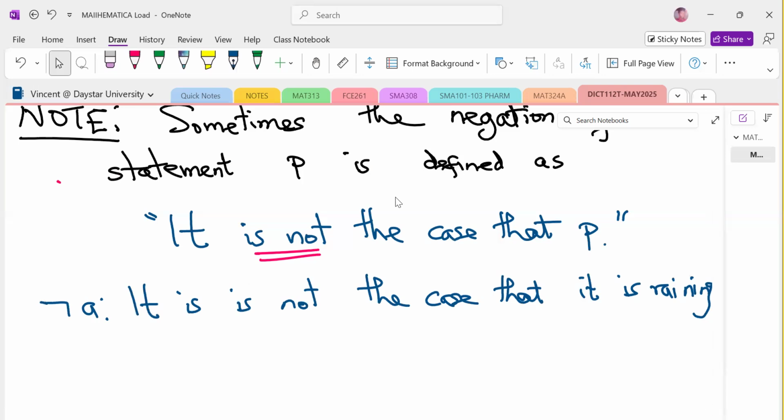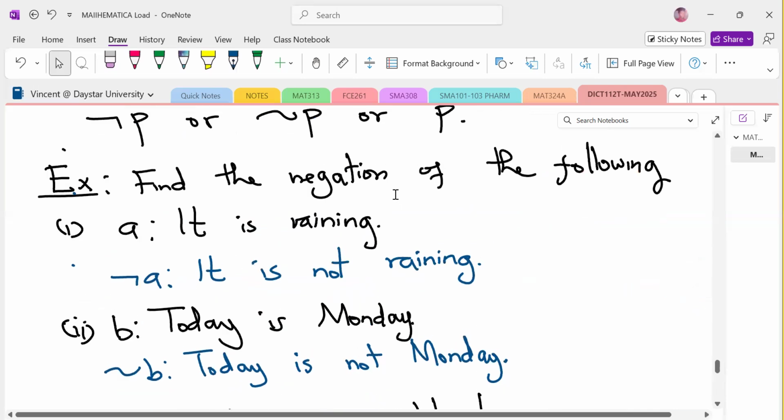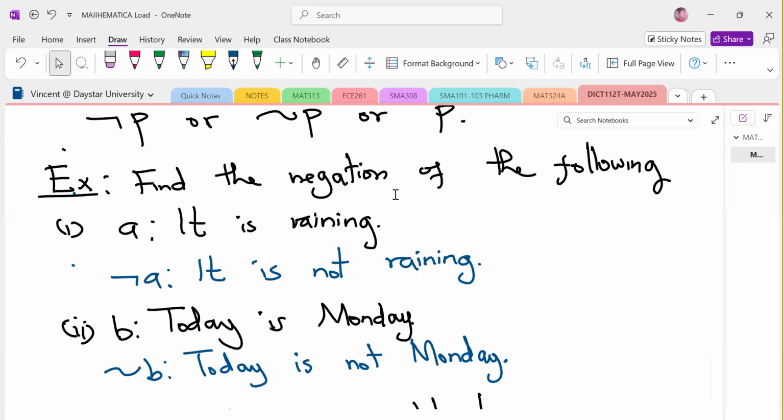Good. Now let's say when we say A is the statement it is raining, I want you to observe where you are. Is the truth value of this statement A true or false? Where you are, is it raining now? Kiprop, where you are, is it raining?